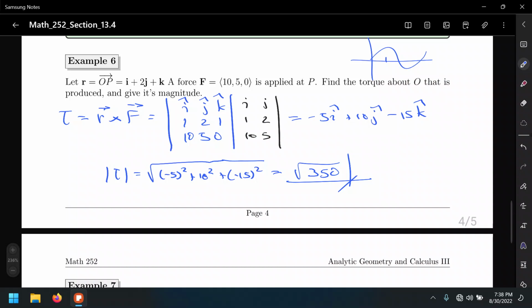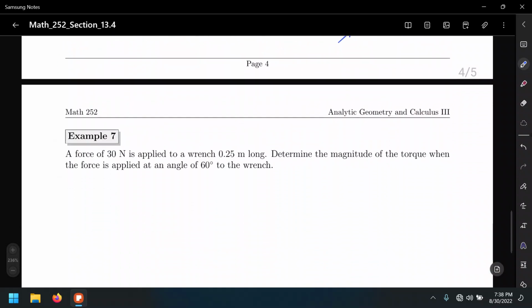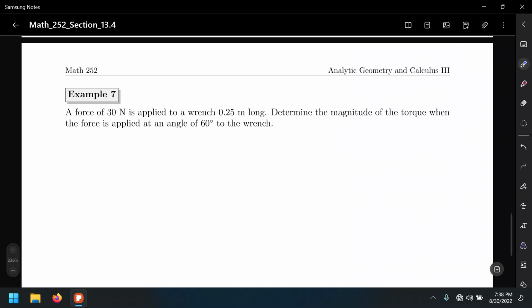And one more example, in which we are given the vectors in magnitude form. In this case, we don't need to compute any single 3x3 determinant to solve this problem. So what do we have? A 30 Newton force applied on a wrench that is 0.25 meters long. Determine the magnitude of the torque when the force is applied at an angle of 60 degrees to the wrench. And like it was mentioned, this is not the maximum torque because it's at an angle other than 90 degrees, right?